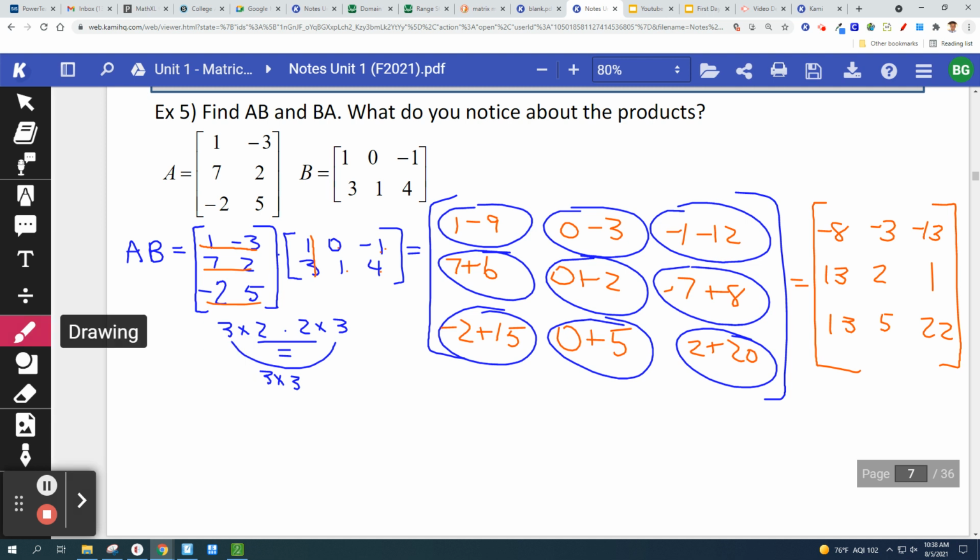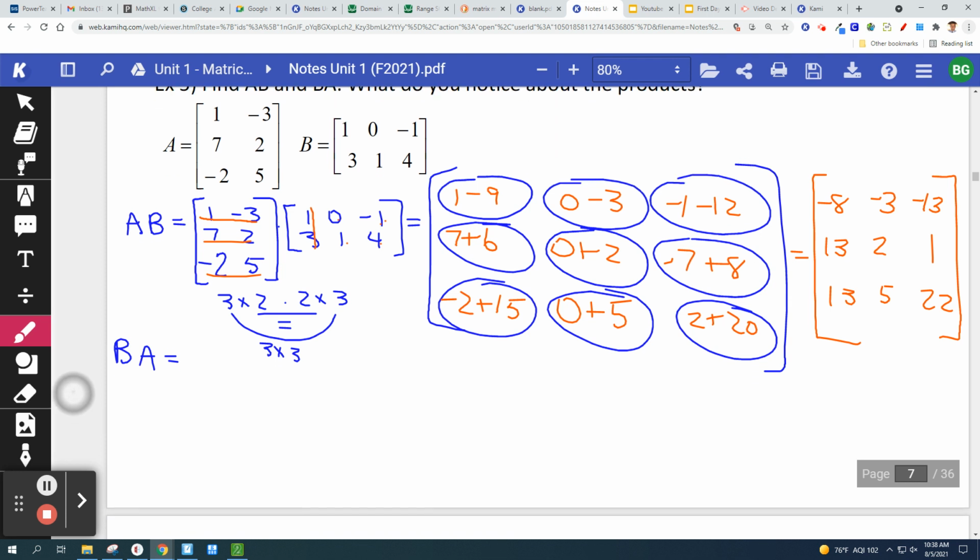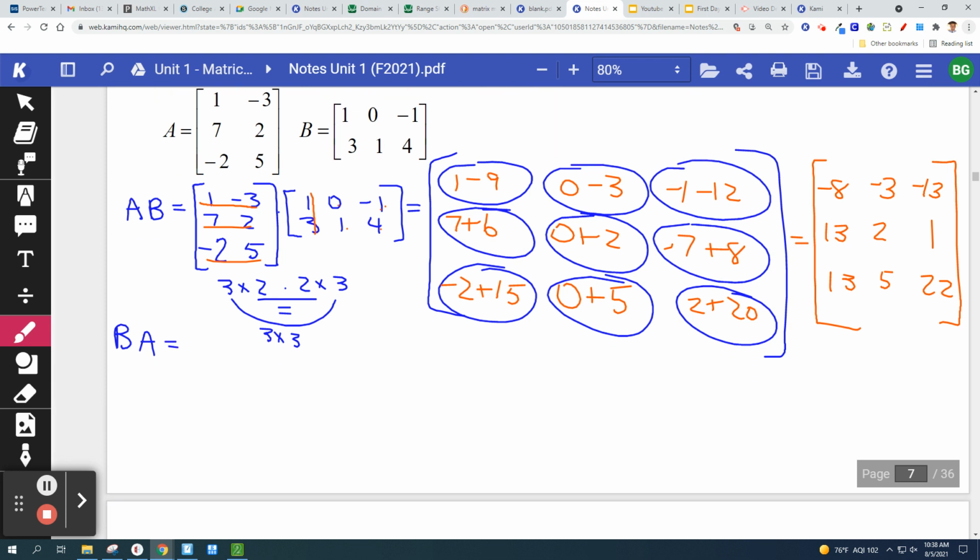So now let's do BA. And again, I think it's wise to rewrite the problem. So if I was going to multiply this, I'd probably write 1, 0, -1, 3, 1, 4. That is my B matrix. Now I'm going to multiply that times 1, -3, 7, 2, -2, 5. Notice you read a matrix like you read a book, left to right, top to bottom.